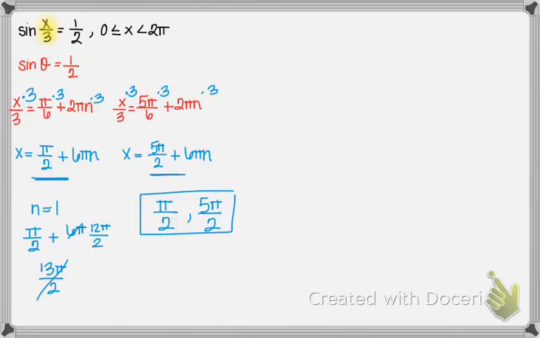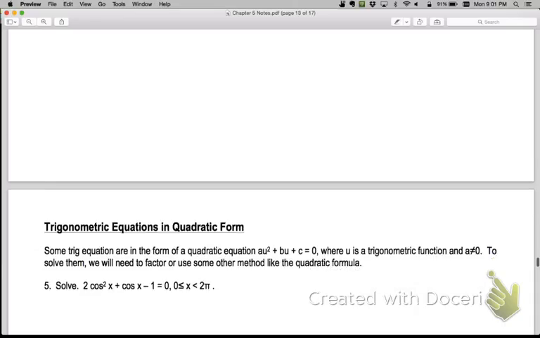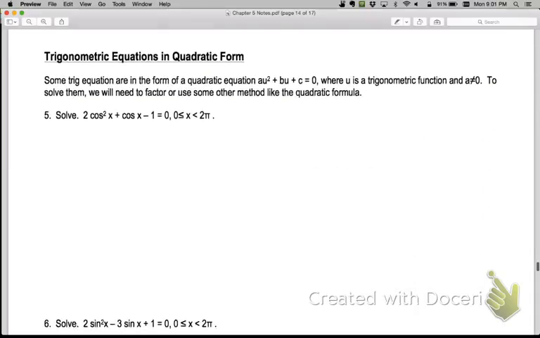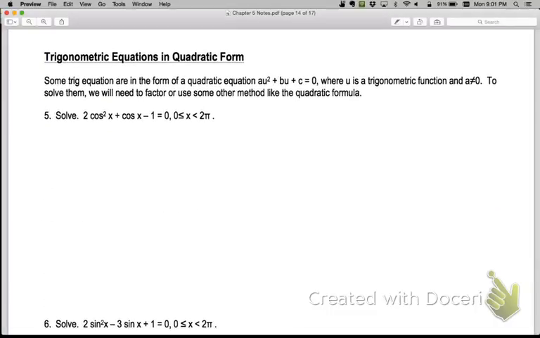We are going to look at one more type today, which is trig functions that are in quadratic form. And so you're going to have to think back to everything you know about factoring. So remember that a quadratic is going to be in this form here.